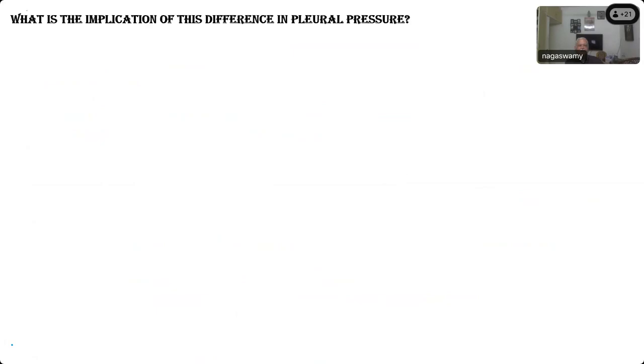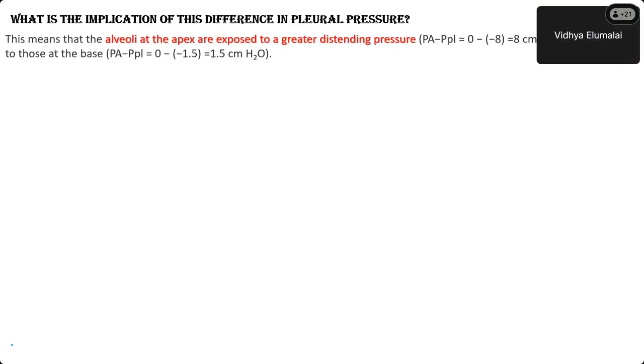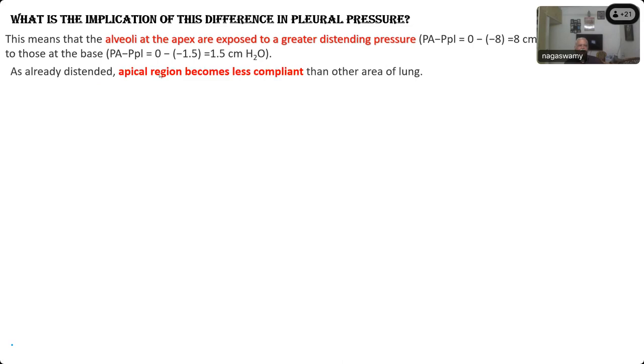What is the implication of the difference in pleural pressure? Now we saw it is minus 8 centimeters at the apex, minus 1.5 centimeters at the base. So does it have any relevance? Is there any importance of this? The alveoli in the apex will be stressed more when compared to the base. This means the alveoli at the apex are exposed to greater distending pressure compared to those at the base. Okay? So what happens? As already distended, the apical region becomes less compliant than other areas of the lung.